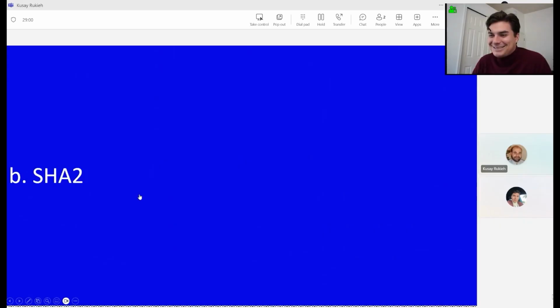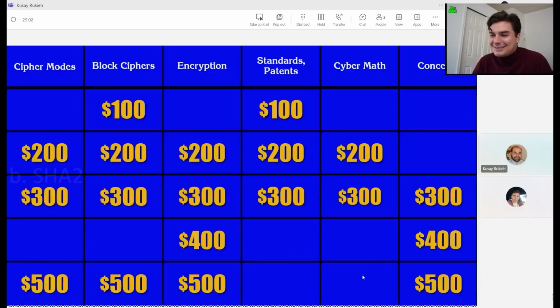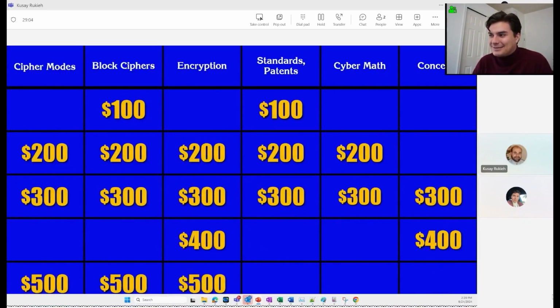Remember, SHA-1 is what? 160 bits. Only one size. SHA-2 has many flavors. Okay. And SHA-3 has many flavors, and they have extra flavors.